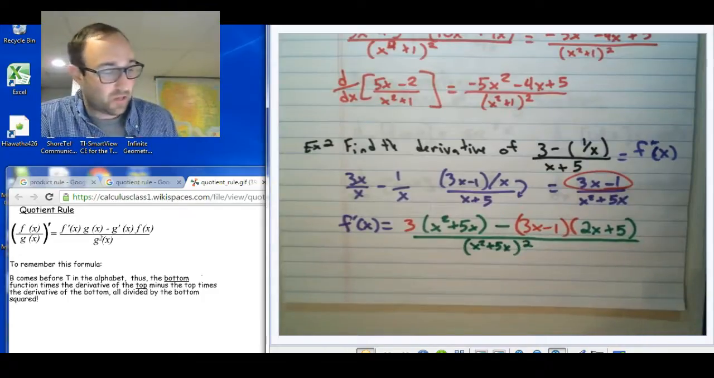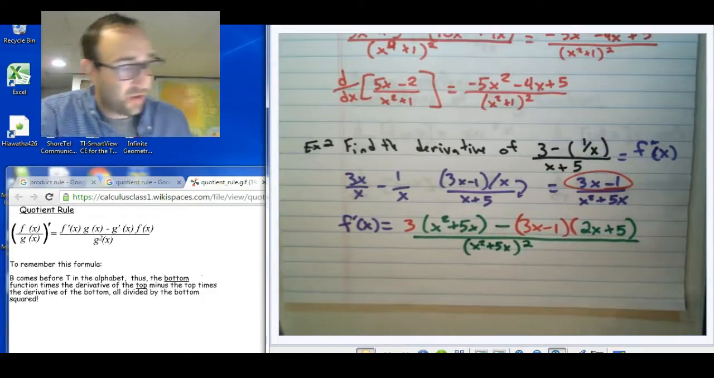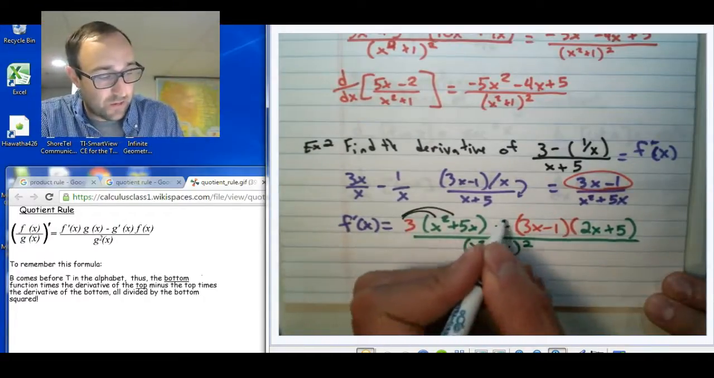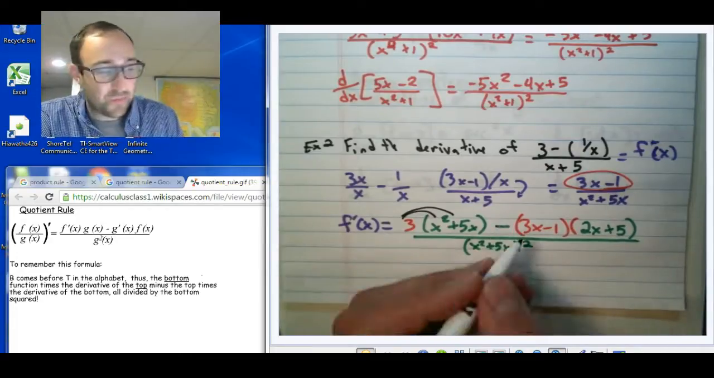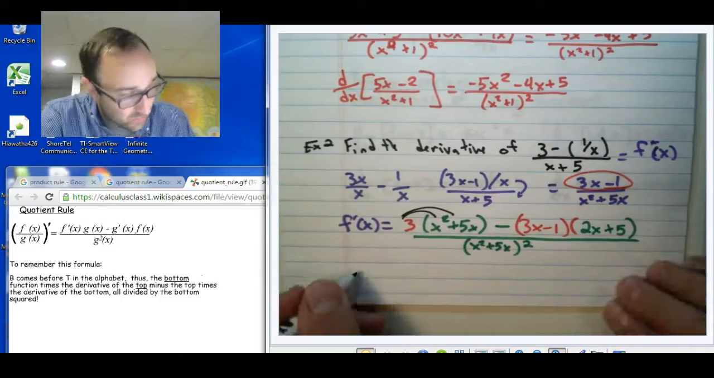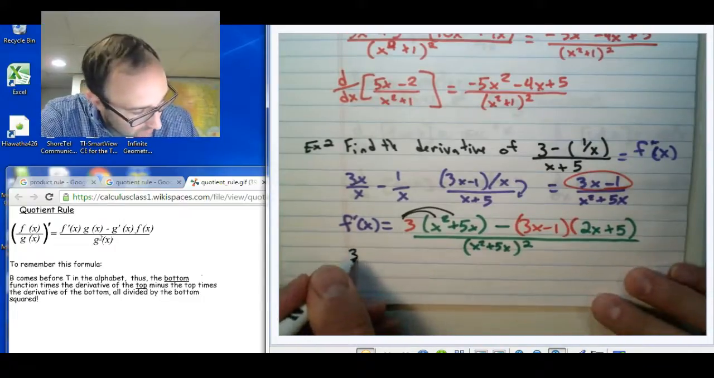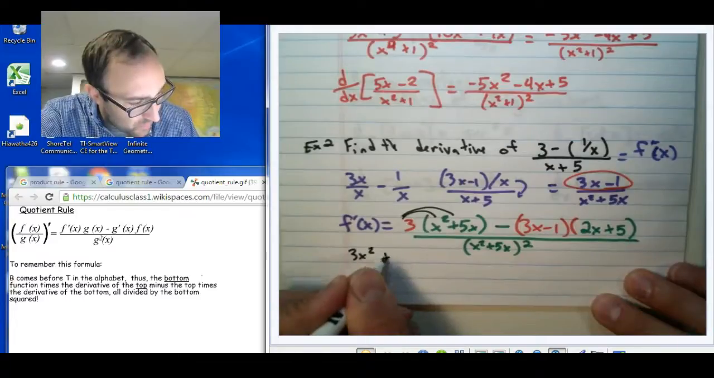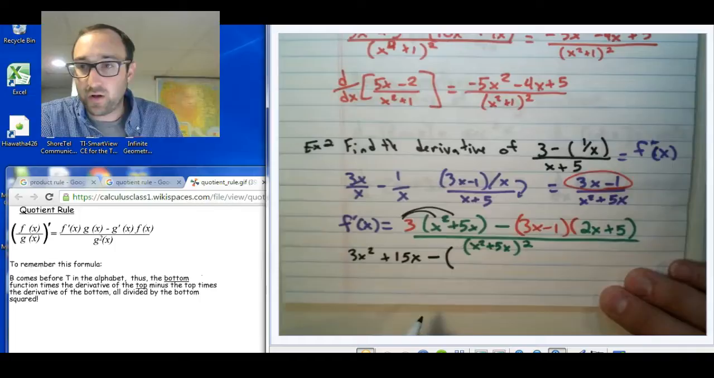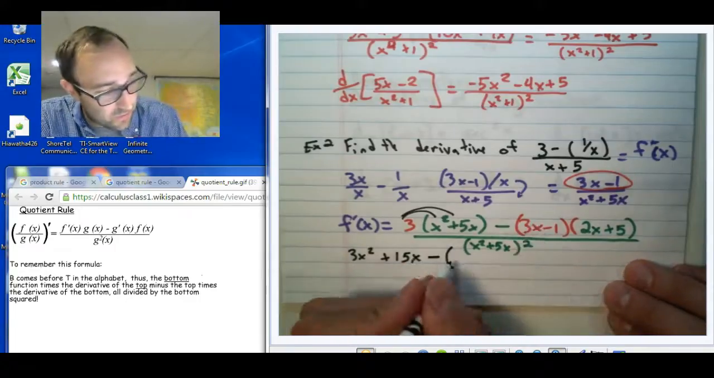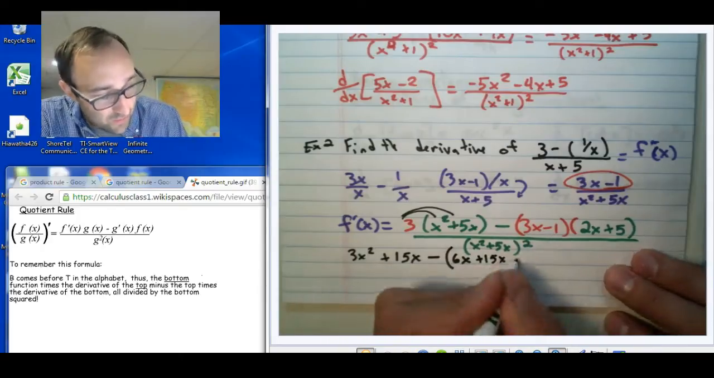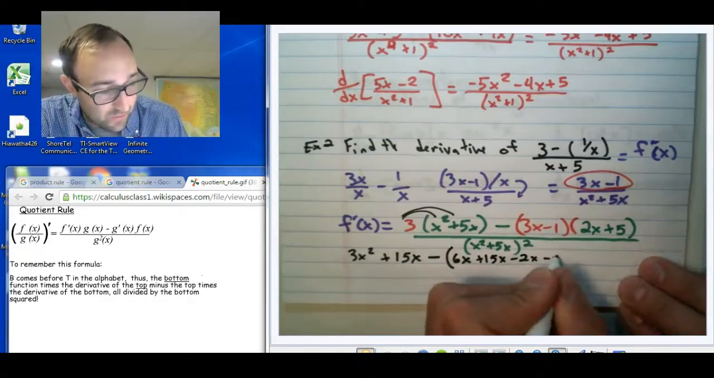Okay, so now let's clean this up. 3 times this stuff right here, and then we'll FOIL here. Don't forget the minus right here; I'm going to do that at the end so I don't have to do too many steps. So 3 times x squared, I'll get 3x squared plus 15x. And then we're going to do minus, and I'm going to put all this other stuff in parentheses. So 3x times 2x is 6x squared. 3x times 5 is plus 15x. Negative 1 times 2x is minus 2x. And negative 1 times 5 is negative 5.